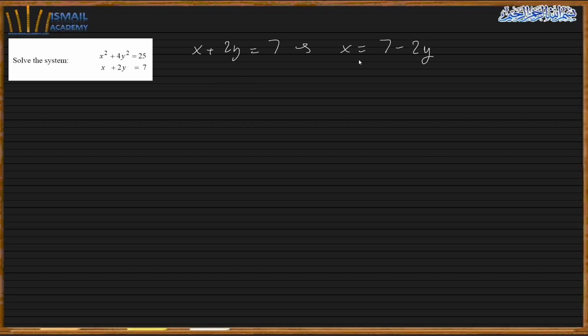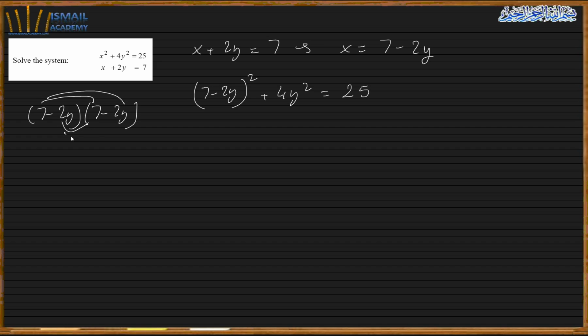So now I substitute this into the first equation. I will have 7 minus 2y, because this is x. So I'm going to substitute x by this. So it's going to be squared plus 4y squared equals 25. Now I FOIL. Don't distribute the square. FOIL, because some students distribute just the square. No. This is the same thing as 7 minus 2y times 7 minus 2y. And you FOIL. So it's going to be 49 minus 14y plus 4y squared plus 4y squared equals 25.